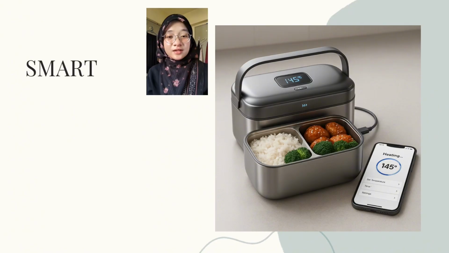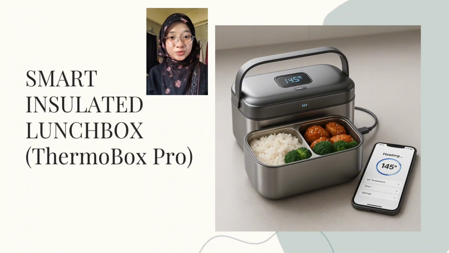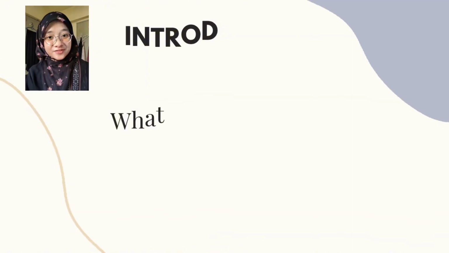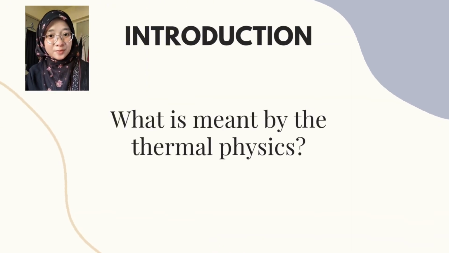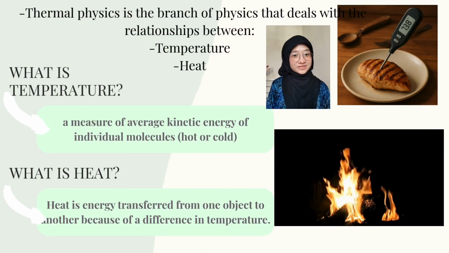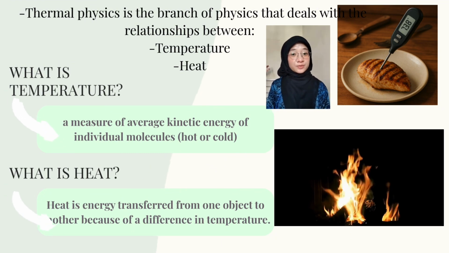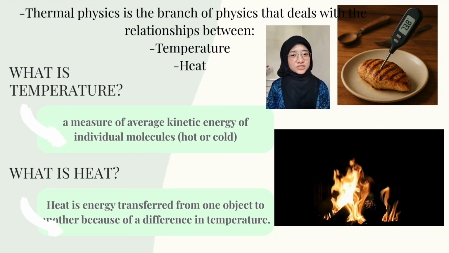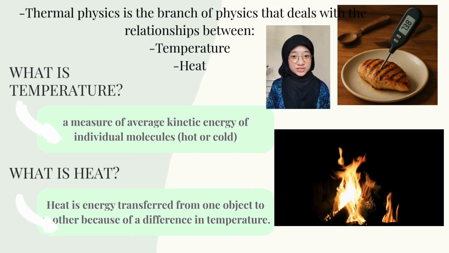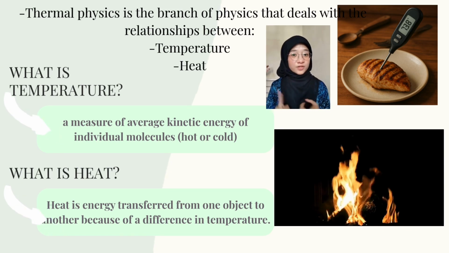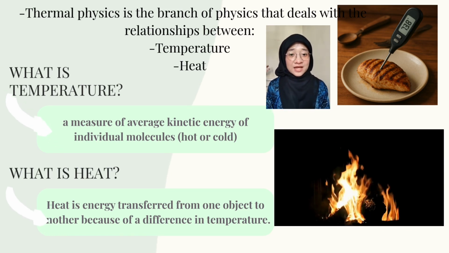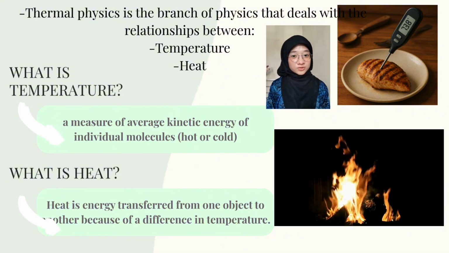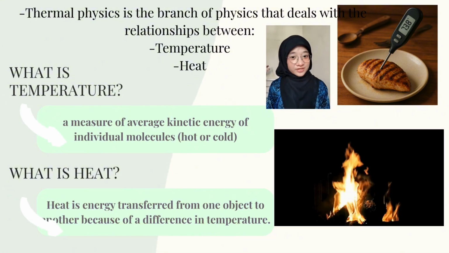The product that we invented is the Smart Insulated Lunchbox, Thermobox Pro. First things first, I'm going to explain what is meant by thermophysics. Thermophysics is the branch of physics that deals with the relationship between temperature and heat. So what is temperature? Temperature is a measure of the average kinetic energy of individual molecules, either hot or cold. What about heat? Heat is the energy transfer from one object to another because of the difference in temperature.